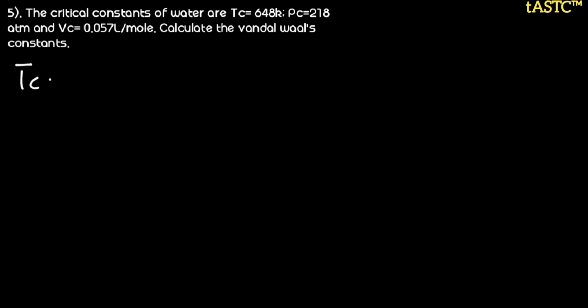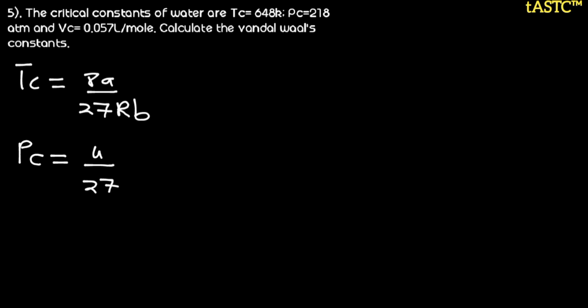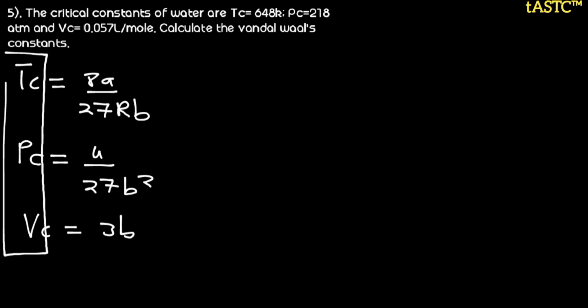So the first one we have is Tc. Now we know that Tc is equal to 8a divided by 27Rb. Now Pc, that is the critical pressure, is equal to a divided by 27b squared. And we have Vc equal to 3b. Now before we go on to solve this question, what if you were given another question where you are required to relate all these critical constants to each other? How would you do it?